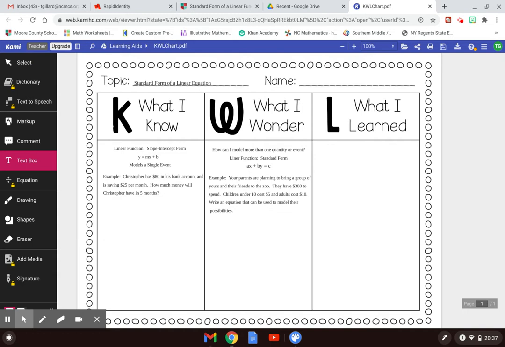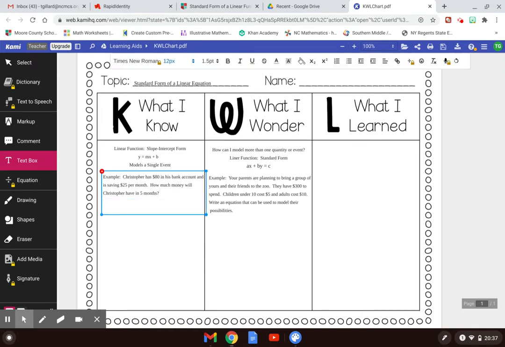For example, Christopher has $80 in his bank account and is saving $25 per month. How much money will Christopher have in 5 months? In this example, that is one singular event where Christopher is saving a certain amount of money per month, and so that can be modeled in the y equals mx plus b form. So y is going to equal, m is my slope or my rate of change. The $25 per month is what indicates change. So 25x plus $80, which is what he already has in his bank account.